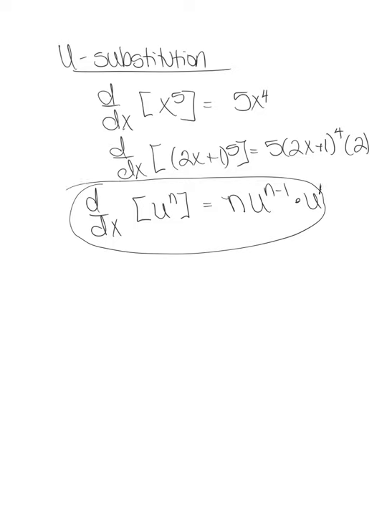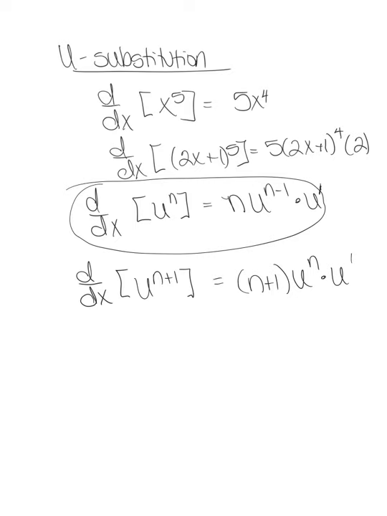So let me take that same rule and do this for the function u raised to the n plus 1 power. If I do that, I get n plus 1 times u raised to the n plus 1 minus 1, which would be u to the n, times u prime. Basically, I just replace the n with an n plus 1 in this equation. Since it is an equation, I'm allowed to do anything I want to one side as long as I do the same thing to the other side, and that includes integrating both sides.